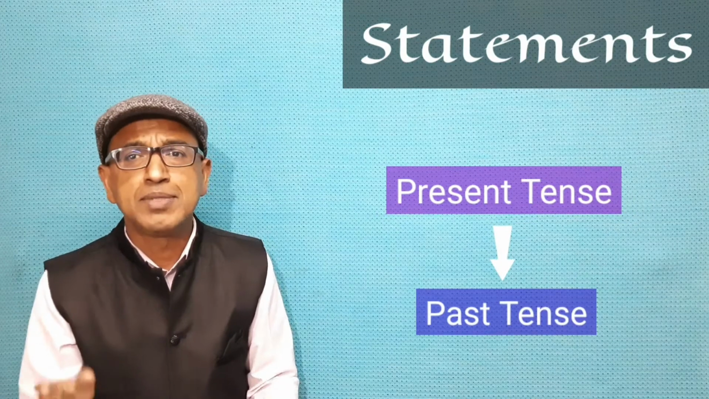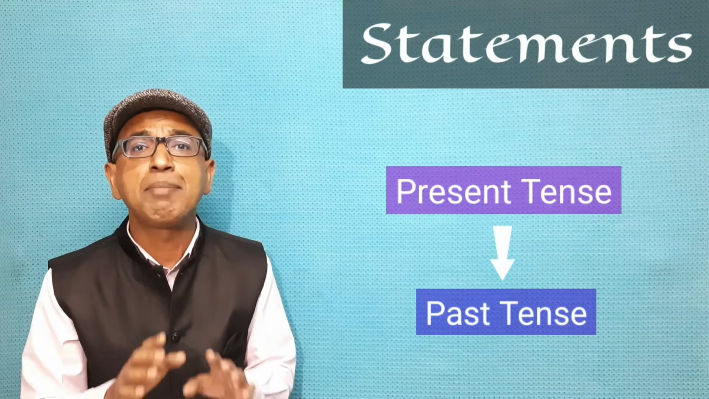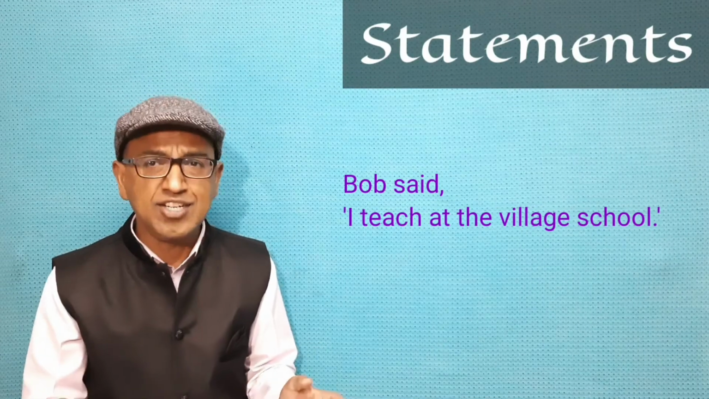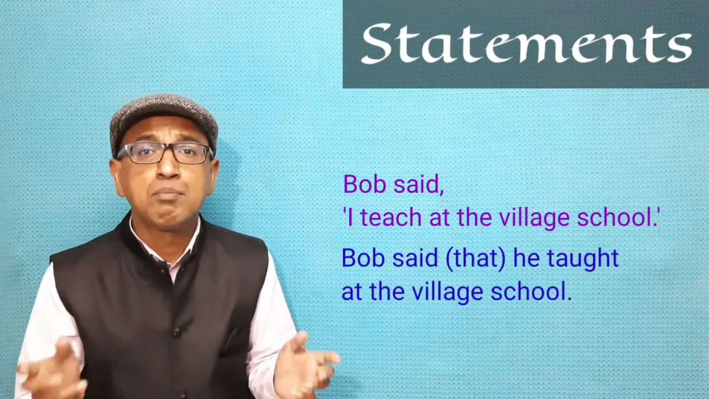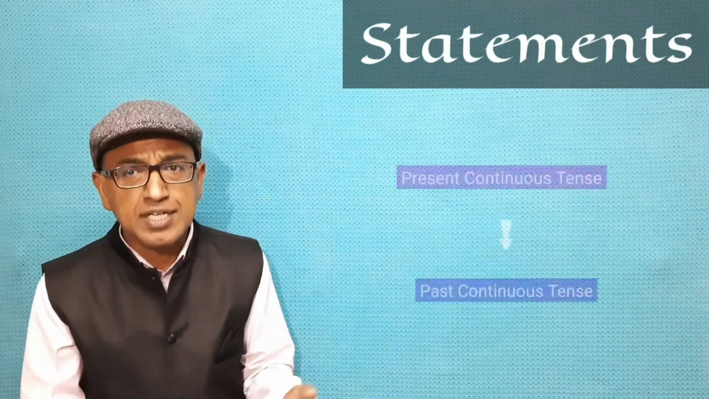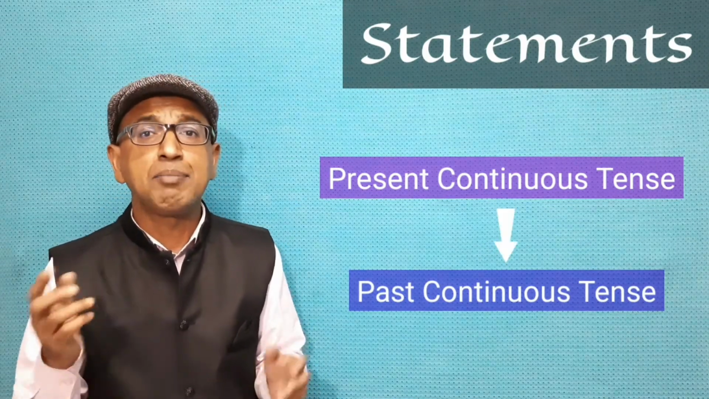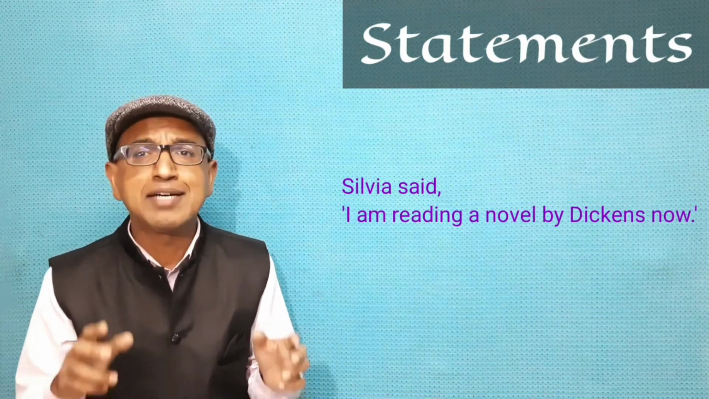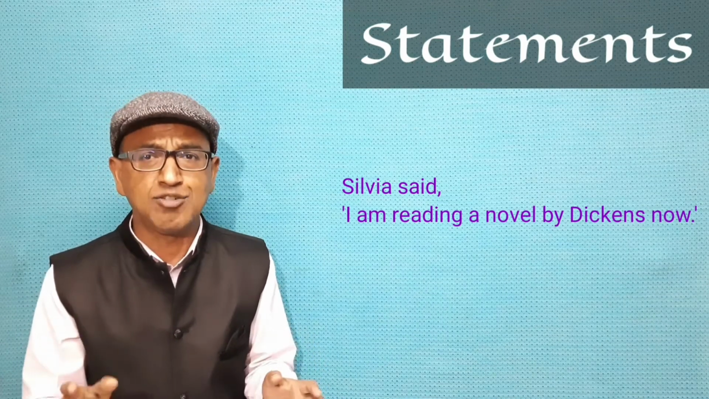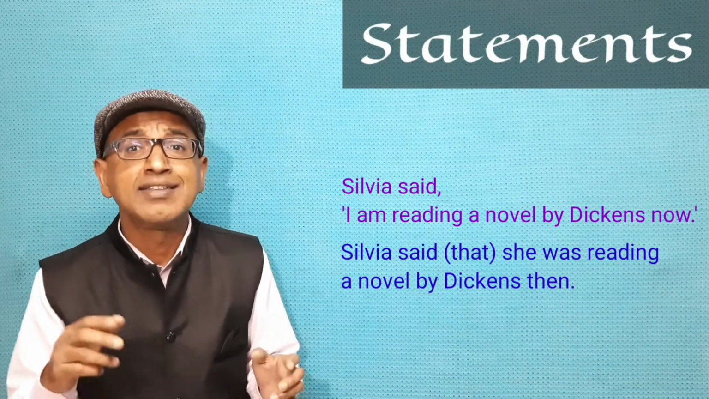Well, if the verb of the speech quoted is in the present tense, it is changed into the past tense when reported. Now, for example, Bob said, I teach at the village school becomes, Bob said that he taught at the village school. Well, if the verb of the speech quoted is in the present continuous tense, it is changed into the past continuous tense when reported. Now, for example, Sylvia said, I am reading a novel by Dickens now becomes, Sylvia said that she was reading a novel by Dickens then.